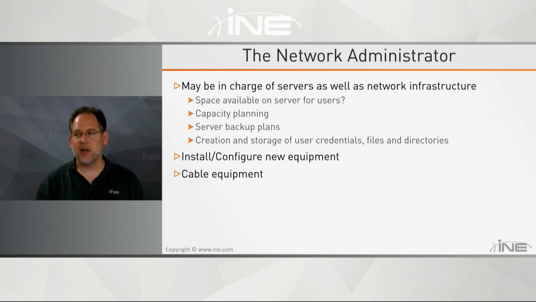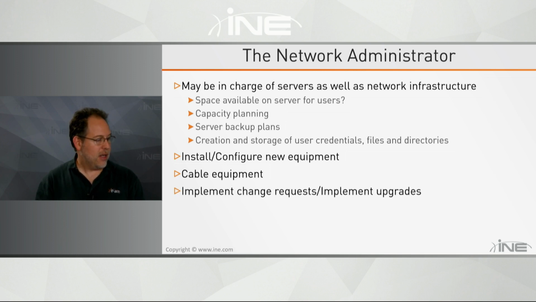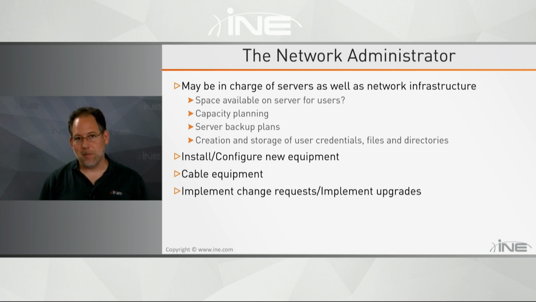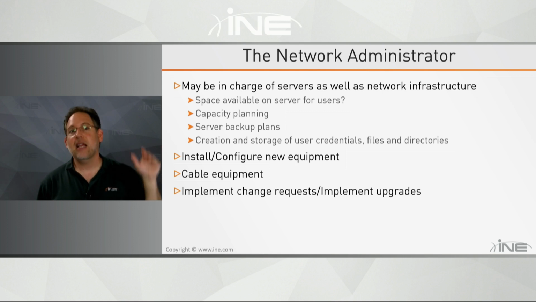So installing, configuring, cabling equipment. Implementing change requests and implementing upgrades. If it's been 2, 3, 4 years and the network's been going okay, but it's time to upgrade the software, chances are the network engineer will determine what version of software needs to be upgraded to. The network engineer will perform some prototype testing just to make sure there's no bugs or anything. But once the network engineer has identified the software to be upgraded, the network admin will have the job of going to all those routers and switches and doing the actual upgrade on those devices.